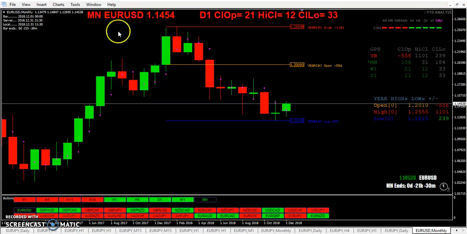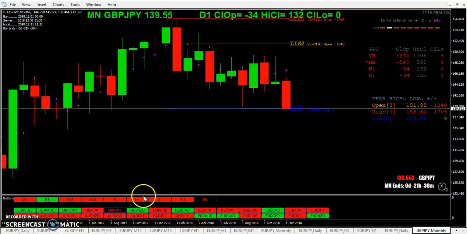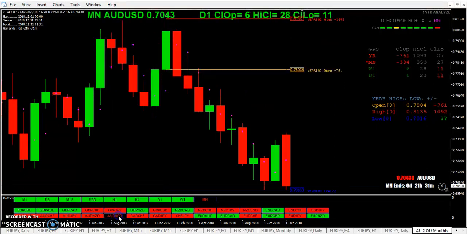Okay, so we're looking at the euro here. We looked at AJ. Let's take a look at the beast. You can see here there was a nice trade here. Okay, we look at the beast. We can look at the Australian US dollar. There was money to be made there, and a second time and a third time.